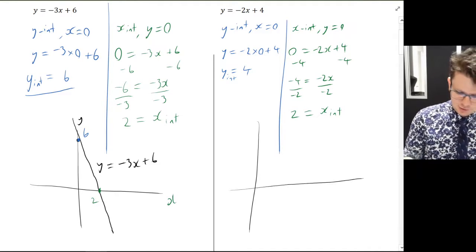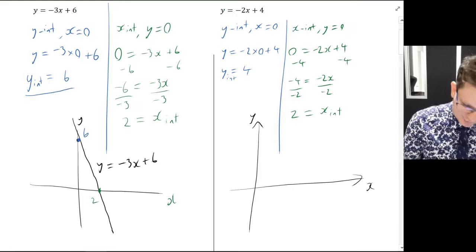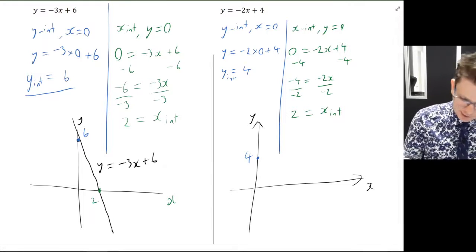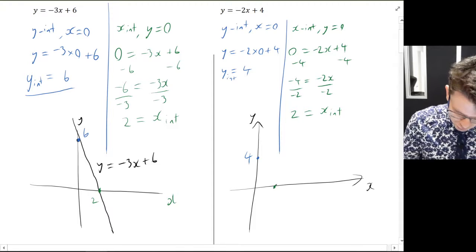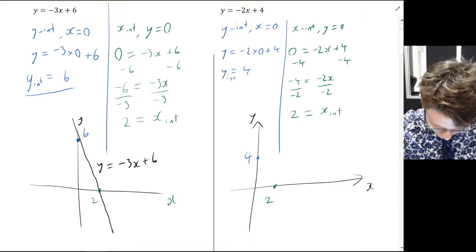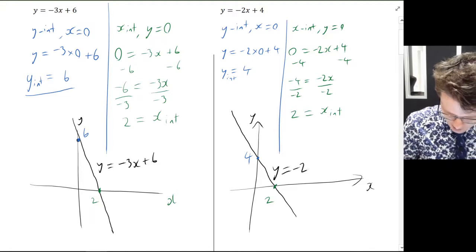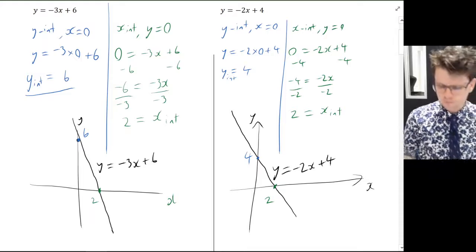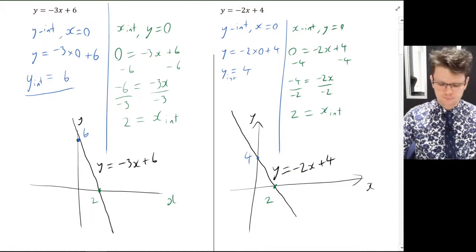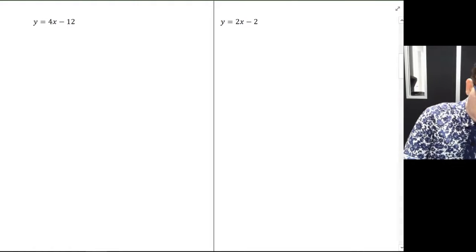Alrighty. So draw up our axes. X, we've got y. So the y-intercept is 4. And the x-intercept is 2. Connect those lines up. And we get y is equal to minus 2x plus 4. Alrighty, let's try some more. So this time I'm going to do it all in one go.